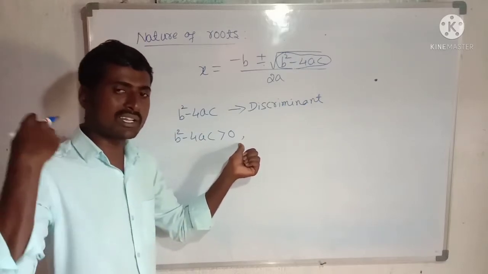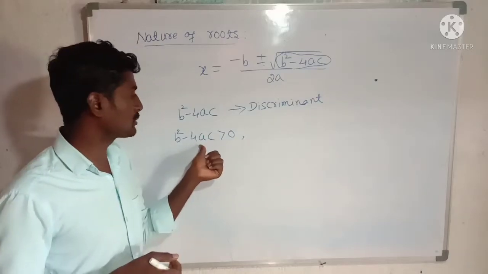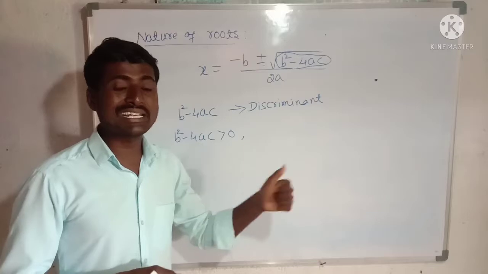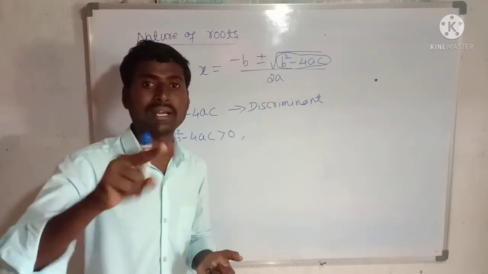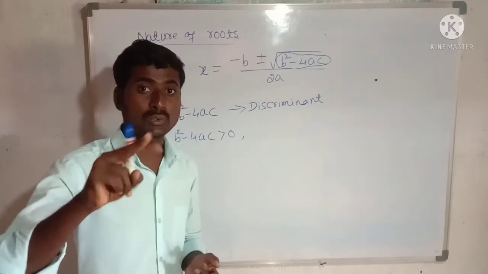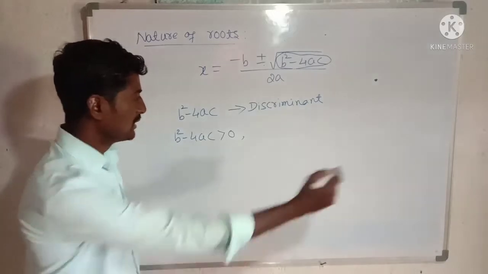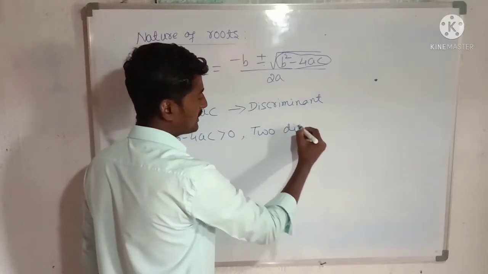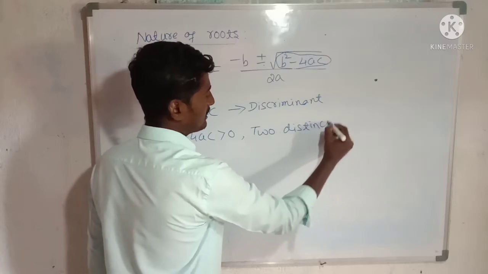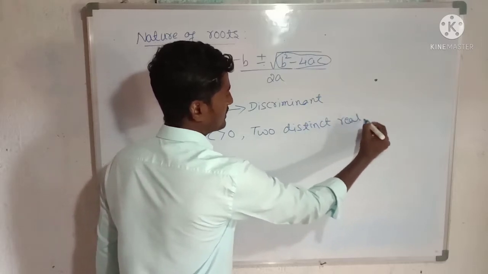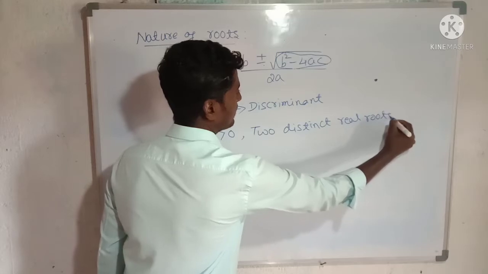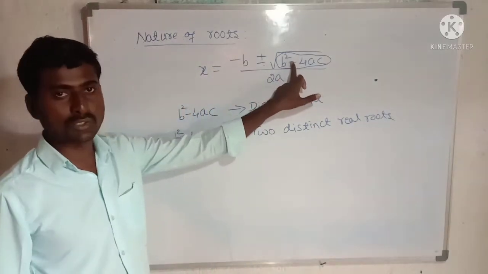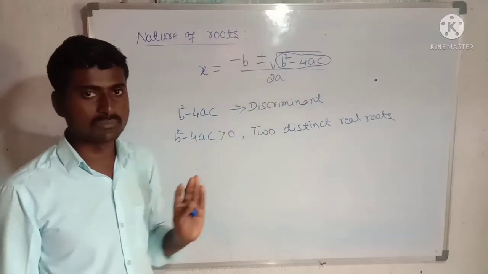For any quadratic equation you can take, if b square minus 4ac is greater than 0, then you will get two distinct real roots. Distinct is nothing but different. So two different real roots you will get. Two distinct real roots when the discriminant is greater than 0, means b square minus 4ac is positive.